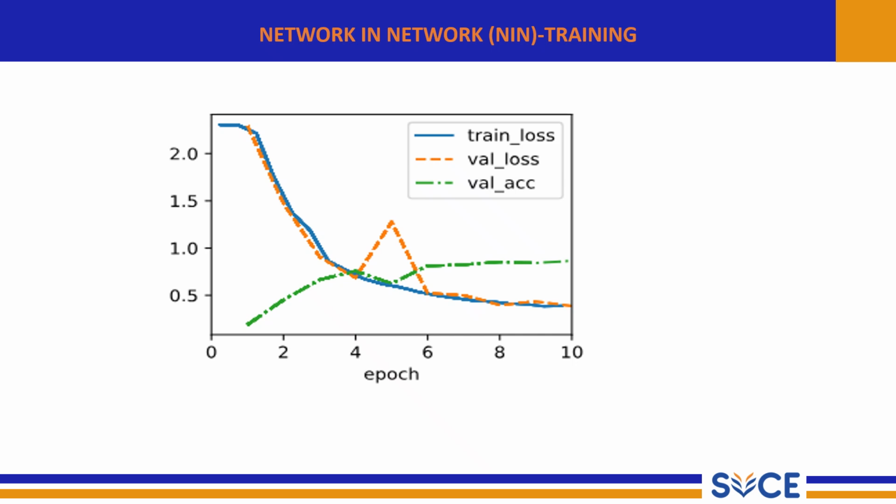The green line represents validation accuracy. It consistently increases over time, which shows that the model is improving its performance on unseen data. Overall, the model demonstrates good learning behavior with decreasing loss and increasing accuracy, although minor fluctuations suggest the need for careful tuning. This concludes the analysis of the training graph.